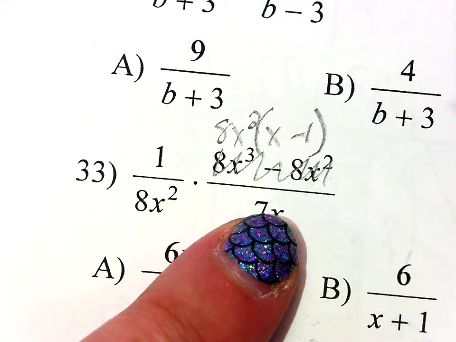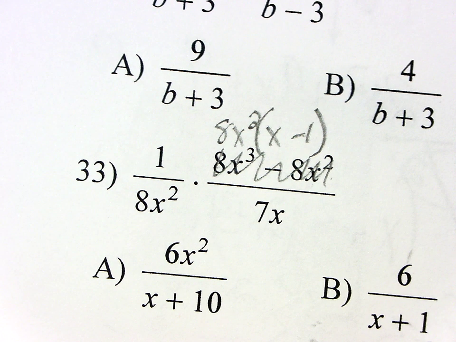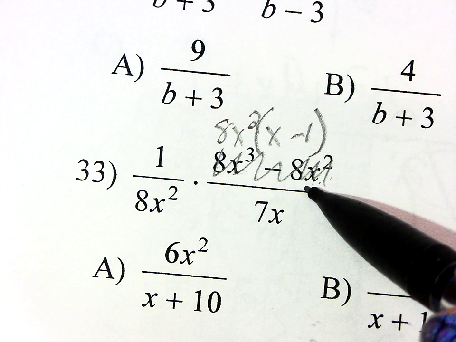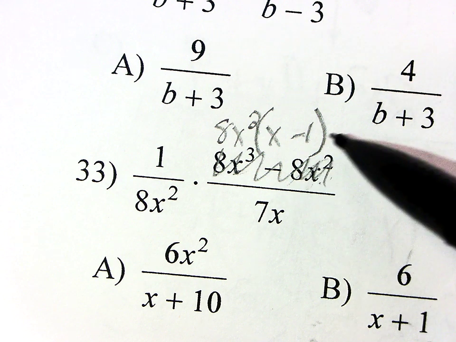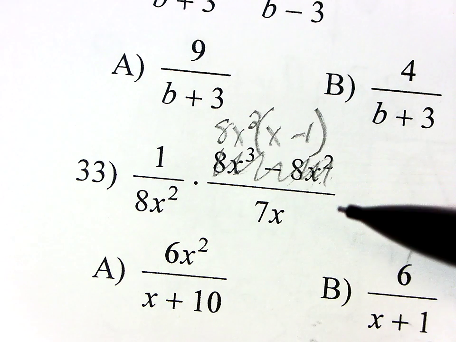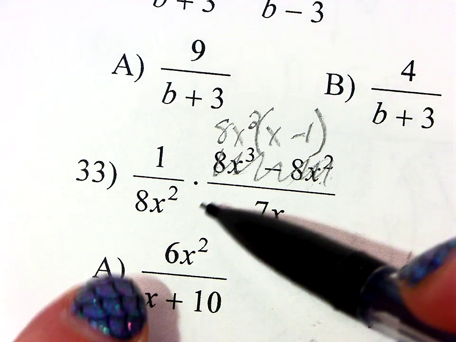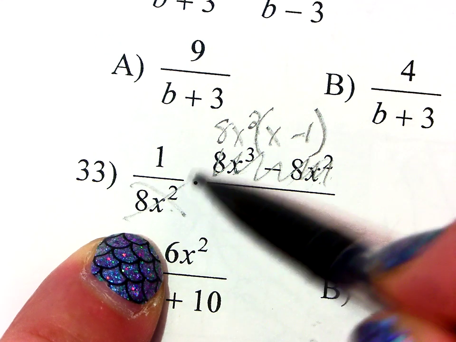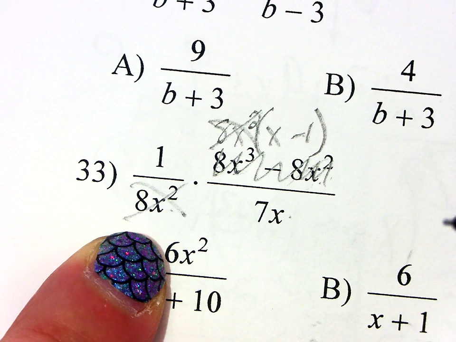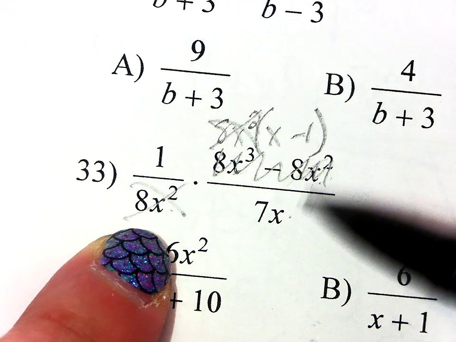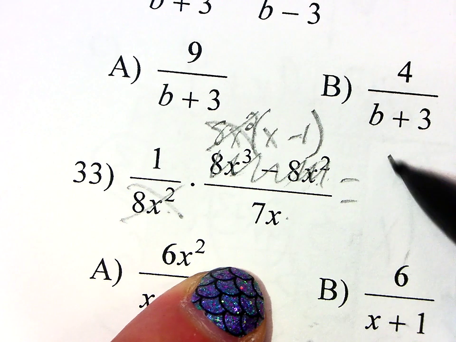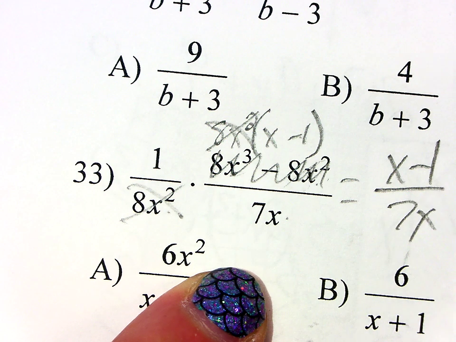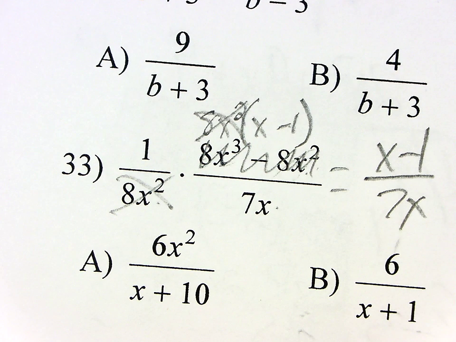Wait, sis. 1 second, hold up. Can't you just cancel the negative 8x squared with the 8x squared? No, because he's in a binomial. They're married. The only thing you can do is factor out a common factor. You can do 8x squared. Now that I have factored out an 8x squared, now I can cancel the single 8x squared with the single 8x squared. That's fine. I have nothing else that will cancel, so I'm done. X minus 1 over 7x. Finished. Choice C.